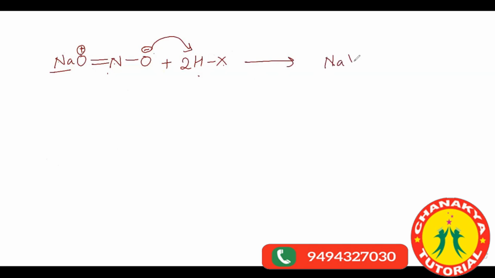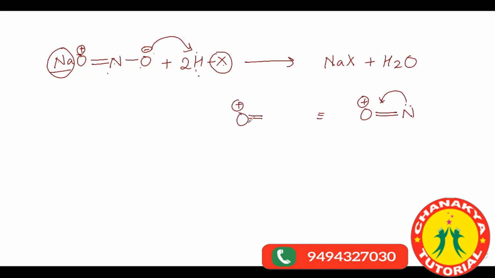Na will go with X. This Na and this X will form NaX. These two hydrogens and this oxygen will form a water molecule, H2O. What else remains? Your O with positive charge, double bond nitrogen. But as this has gone, it has an electron over here, which is utilized to form a triple bond, nitrogen-oxygen triple bond. So you will get oxygen with positive charge, and here it will be a triple bond, nitrogen-oxygen triple bond. Clear?